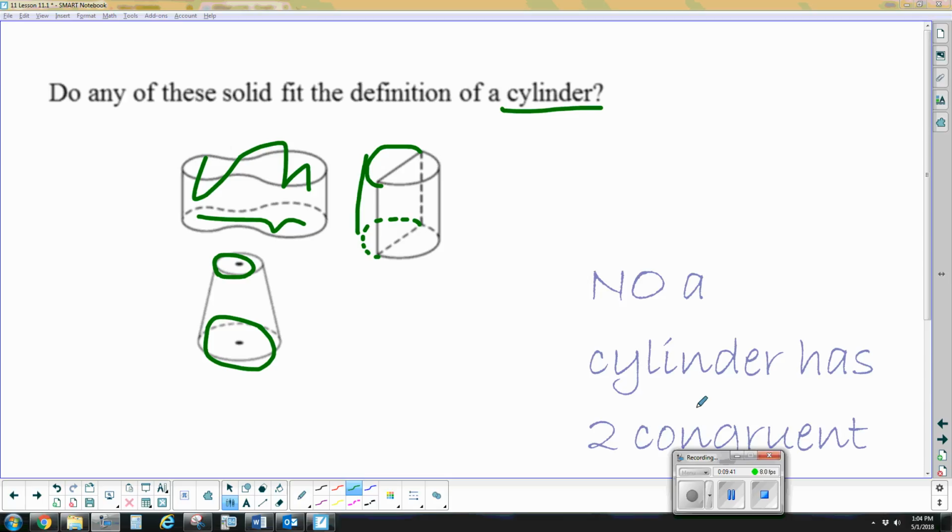So again, this lesson is a lot of vocabulary terms. As we get into this chapter, we're going to look more at volume. But in order to do that, we need to be able to identify our shapes first so that we can associate the appropriate formulas for each of those solid figures.